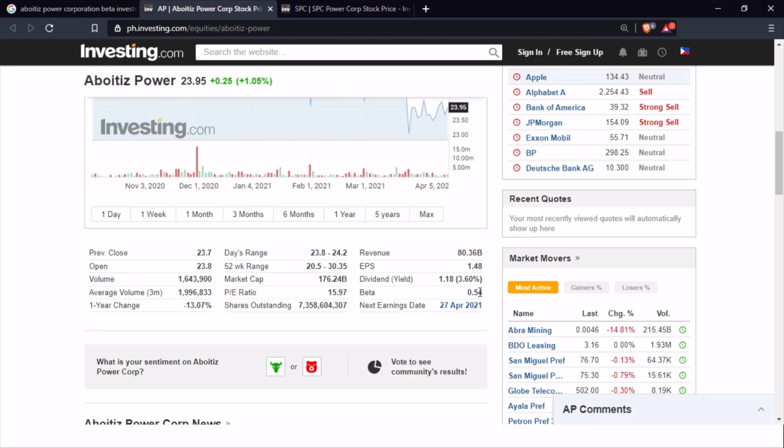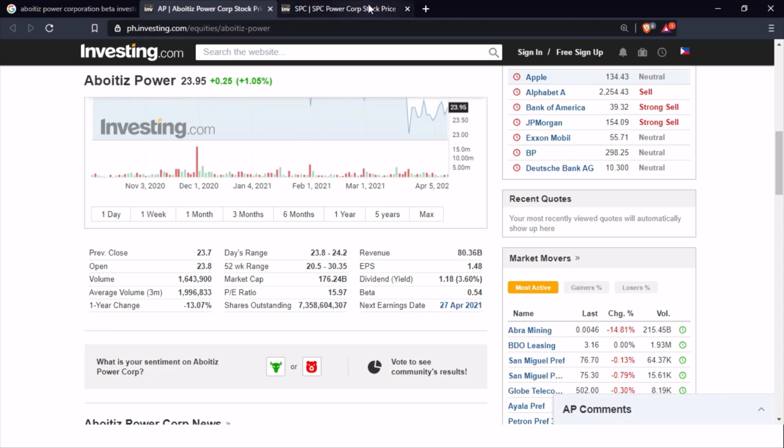If it's more than 1, you know that it's a high risk stock. So if the beta of a particular company is more than 1, it means it's more volatile. Hindi ibig sabihin volatile siya, it's a scary thing. You know, in finance, we have a concept of risk-return trade-off. The more volatile a stock is, the more risky it is, but it has more potential gains.